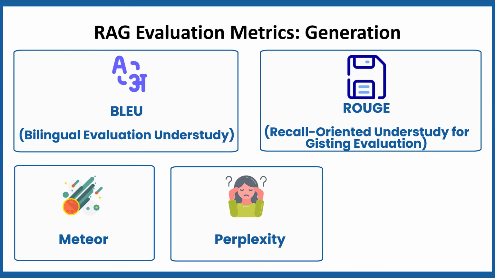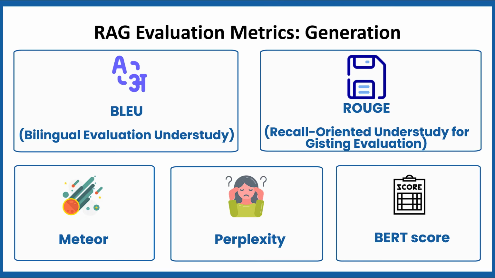Perplexity measures how well a language model predicts the next word, where lower perplexity means better fluency and confidence. It does not compare against a reference answer. Instead, it evaluates the model's internal consistency and linguistic quality. In RAG, lower perplexity generally means the answer is more fluent and coherent. For example, if a sentence sounds natural and predictable to a human, perplexity is low. Awkward sentences have high perplexity.